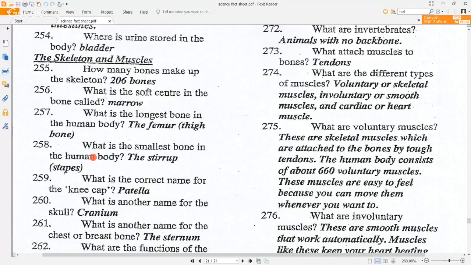What is the correct name for the kneecap? The patella. What is another name for the skull? Your cranium. What is another name for your chest or breastbone? That would be the sternum.